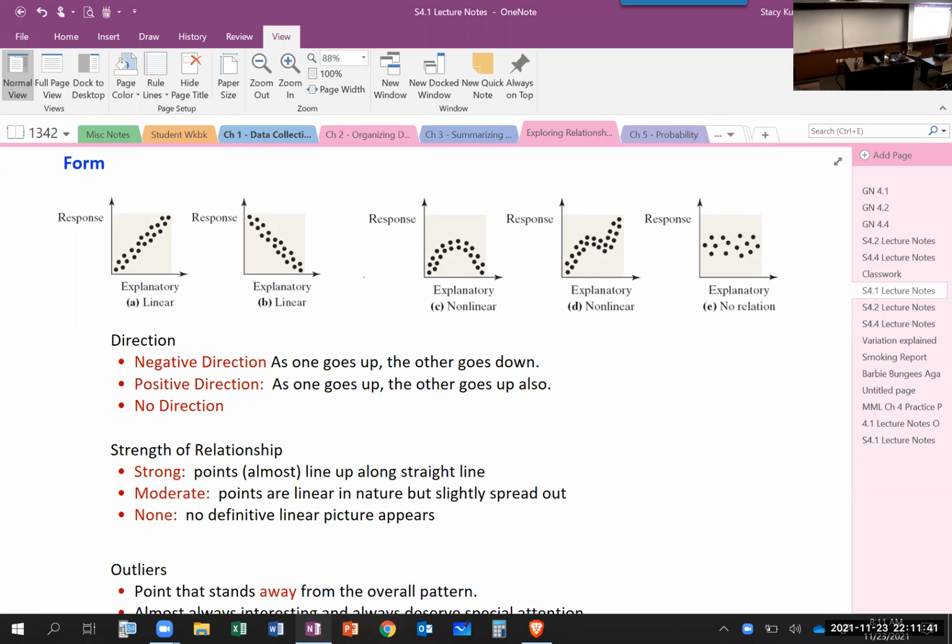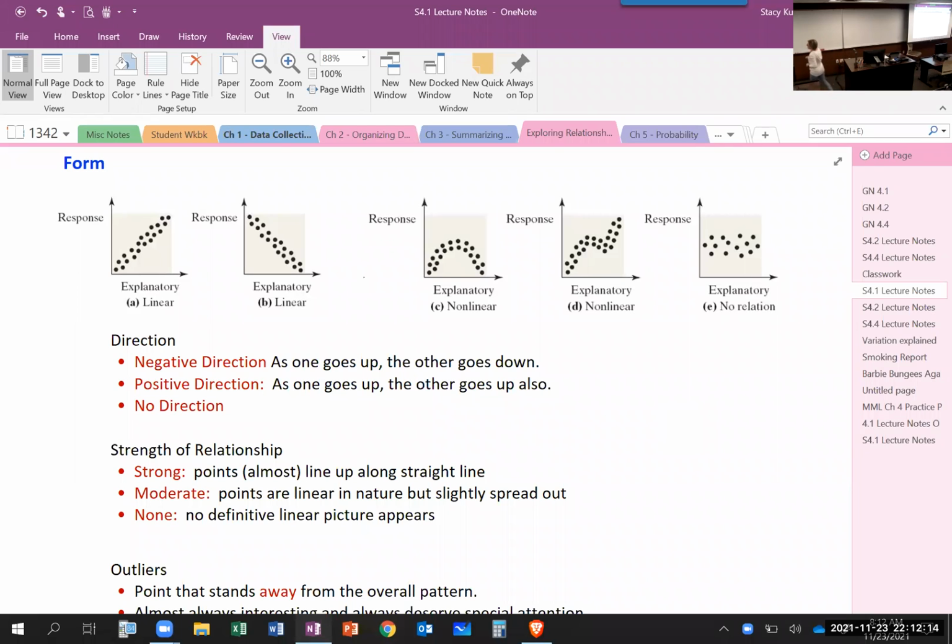And so when we talk about a positive direction, we would have called it a positive slope. But when we think about a positive direction, what we're saying is that as one variable is increasing, the other variable is also increasing. Contrast that to a negative slope or a negative direction. When we think of that, that's more of an inverse relationship. When one is increasing, the other is decreasing, right? So that would have a negative slope, okay?